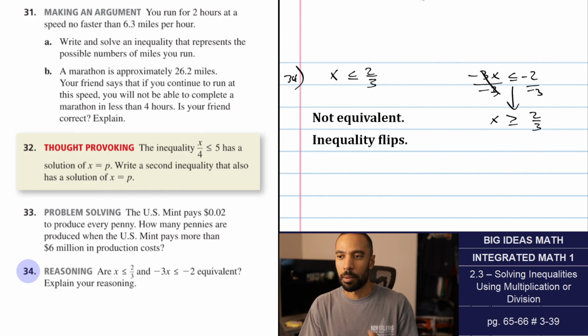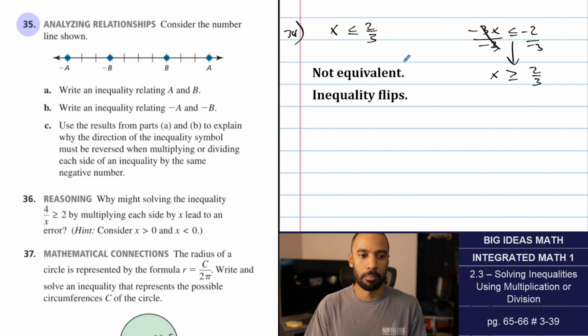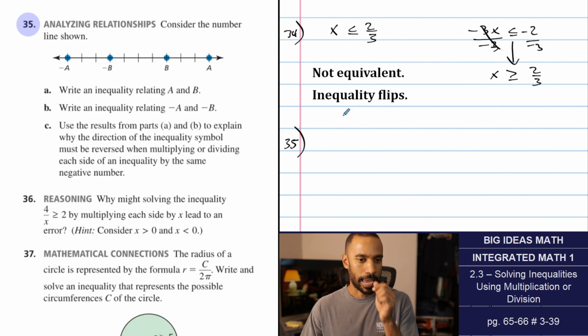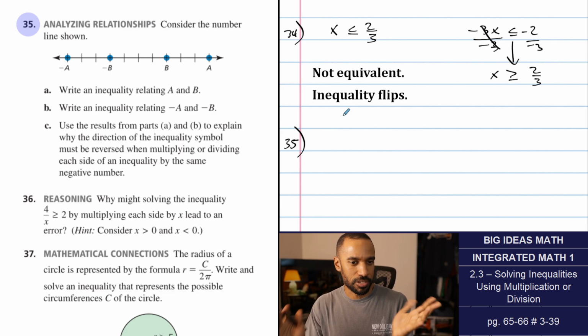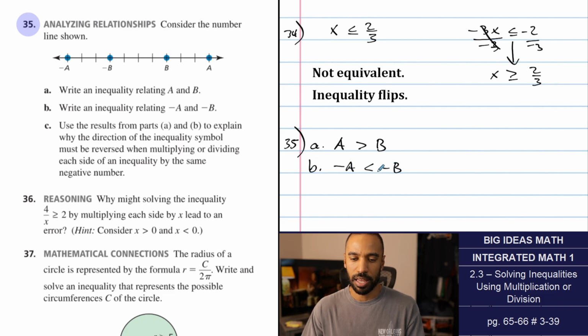All right. Number 35. Analyzing relationships. Consider the number lines shown. Aha. This is kind of like what I said in my lecture. I got A and B. Maybe they were different sizes, but write an inequality relating A and B. Well, A is greater than B. That's my part A. Part B, write an inequality relating -a and -b. Well, -a is less than -b. It's to the left of it.